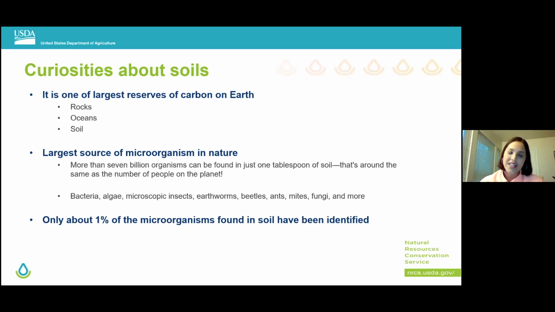Also, the soils is very important because of the diversity of organisms that live there. Scientists said that in 1 tablespoon of soil, you can have more than 7 million organisms. And if you think about that, that is around the same number as the people in the planet, and that is a lot of organisms. And there could be bacteria, algae, microscopic insects, earthworms, beetles, ants, mites, fungi, and much more. But only 1% of those microorganisms found in soil have been identified. And that means that we still have a lot of work to do.